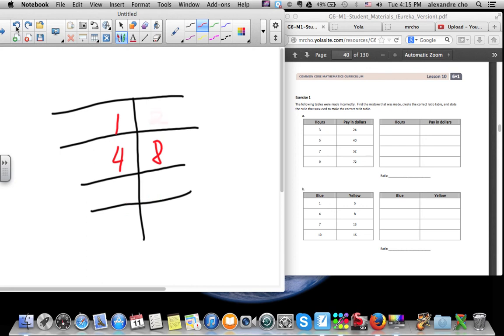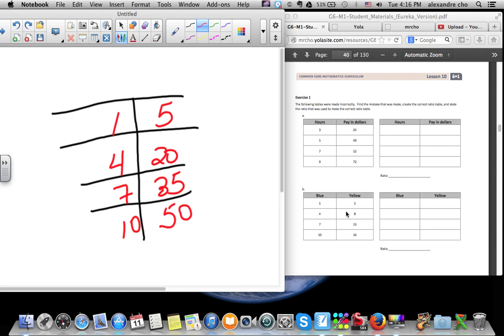So let's assume something else, just for example's sake. If you assume 1 and 5, 1 blue, 5 yellow, you're going to assume that every time you have 1 blue, you have 5 yellow. For 4, you would have 20. For 7, you would have 35. And if you had 10 blue, you would have 50 yellow. So there's that choice too.